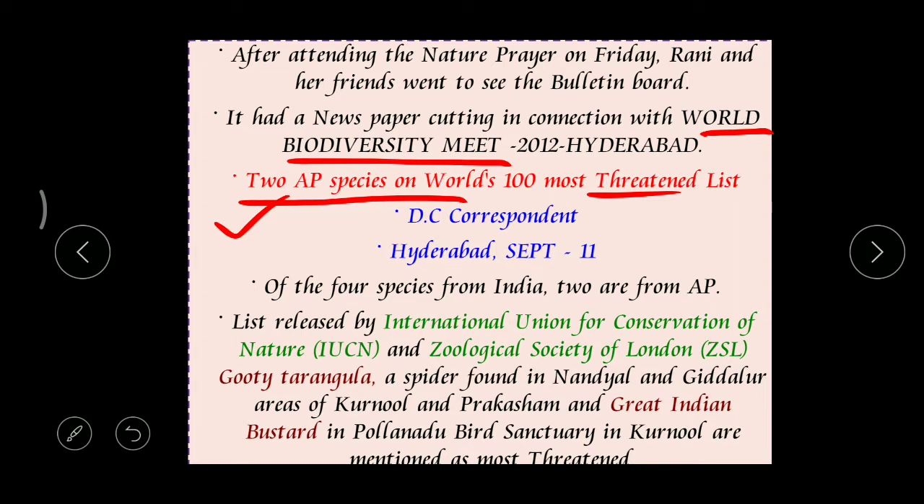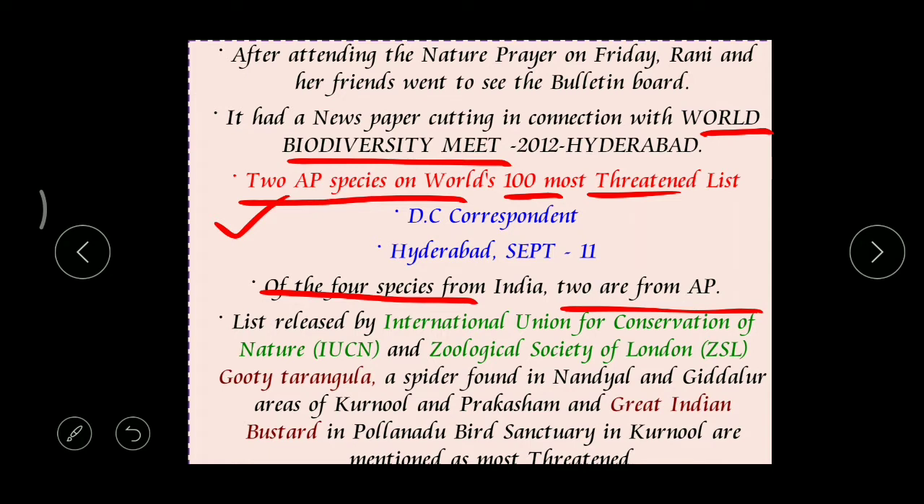So in that way, 100 species were found, and out of that 100, 2 are from AP. From our country, 4 species are in that threatened list, and out of that 4, 2 are from AP. Can I say that is really a disaster or not? Yes, that is very unlucky, and 2 are from AP. Correct? So it's a very, very disastrous matter, right?